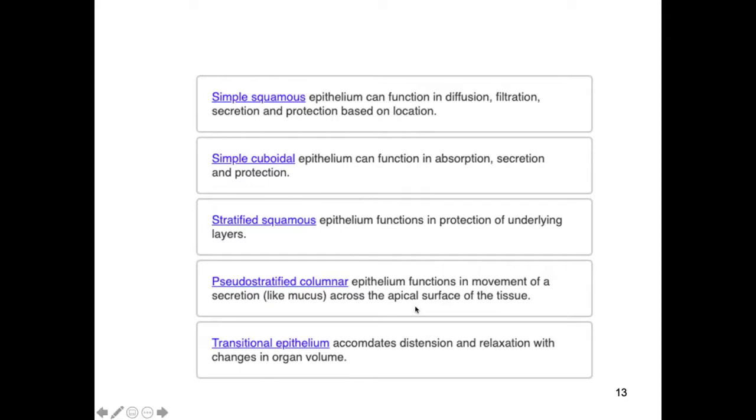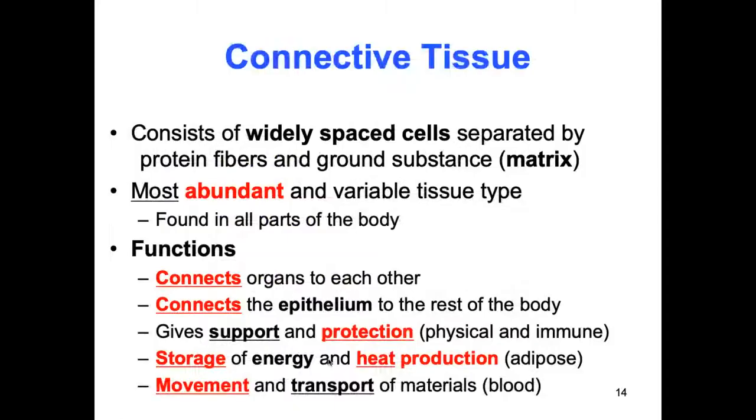And so we covered this pseudostratified columnar. Now we understand the concept of mucus and how it moves and traps debris. And then we're left with transitional epithelium. Well, that accommodates distension and relaxation with changes in the organ volume. That was with the urinary bladder example that I gave you. Okay, so we're done with epithelium. Let's look at connective tissue.